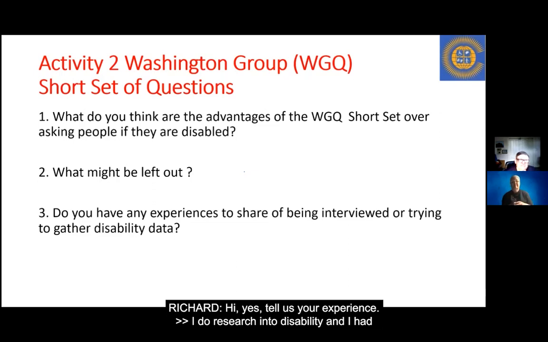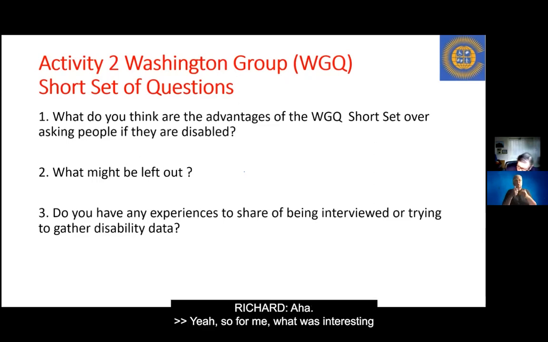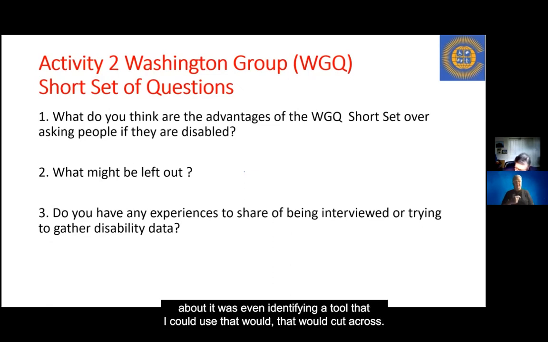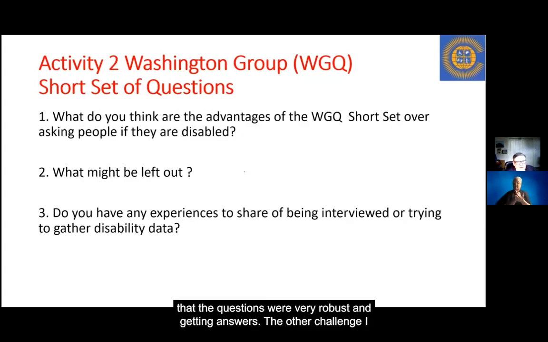Okay, so I do a bit of research in disability, and I had the opportunity to carry one out on quality of life. What was interesting for me was even identifying a tool that I could use that would cut across persons with disabilities. So this is what I ended up doing. I used the short form questions, World Health Organization quality of life, abbreviated version, and then I limited it to persons with physical disabilities. That way, I was able to capture a particular sex as opposed to trying to impose questions across board. And to also qualify that, I had to do activities of daily living just to help with ensuring that the questions were very robust and getting answers.